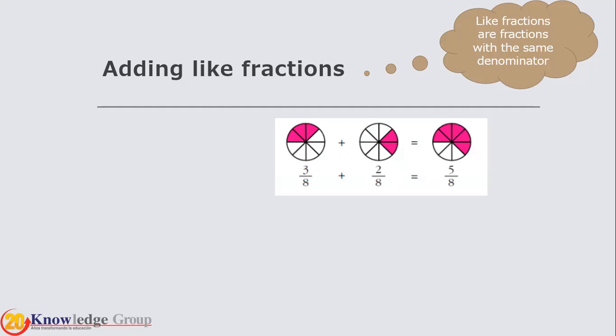So look at this. I have two circles. Both circles were divided into 8 parts. Okay? But from the first circle, I'm using 3 parts out of 8, 3/8. And from the second circle, I'm using 2 parts out of 8. And they're asking me to add 3/8 plus 2/8. And they're telling me that the answer is 5/8. Did you see what happened there?